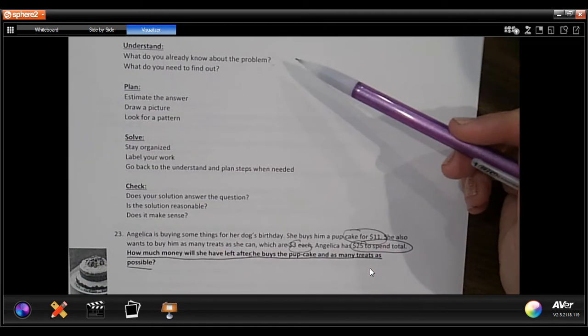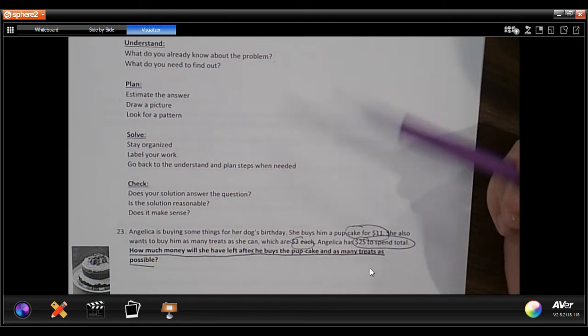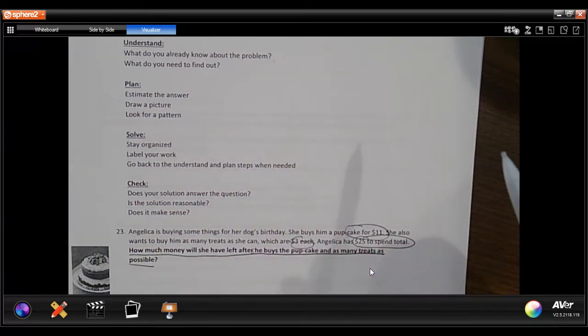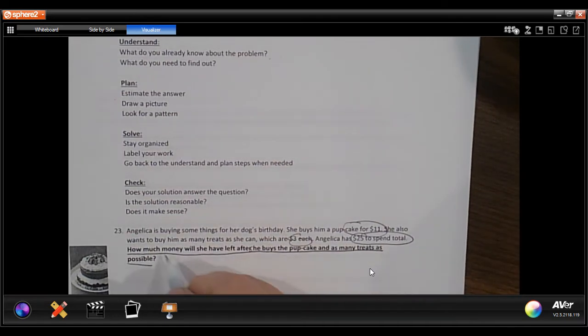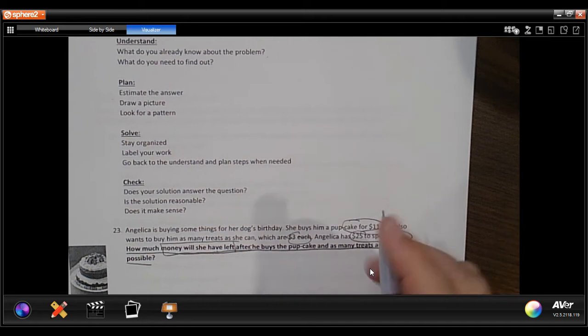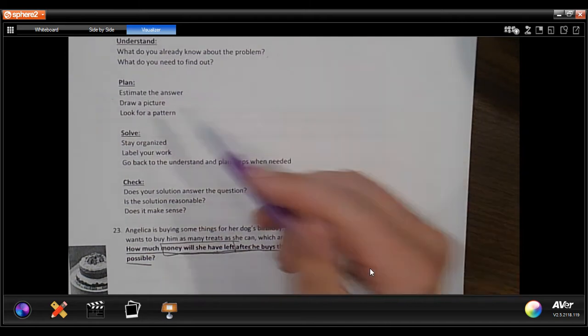So I'm going to ask myself these two questions first. What do I already know about the problem? I know that Angelica is buying a cupcake and as many treats as she can, and she has $25 total to spend. And next, I want to know, what do I need to find out? So you might think that you want to know how many treats she could buy, but no. This one is asking, how much money will she have left over after she buys the cupcake and as many treats as she can? So make sure our answer is referring back to how much money she has left over. So that's very important.